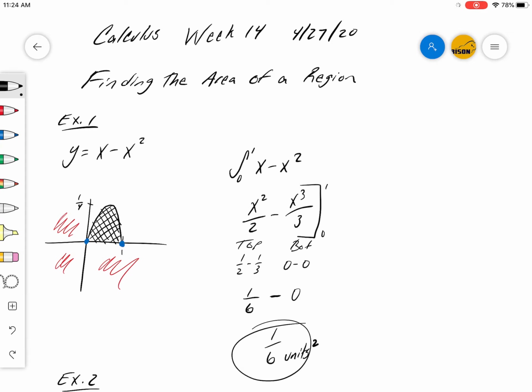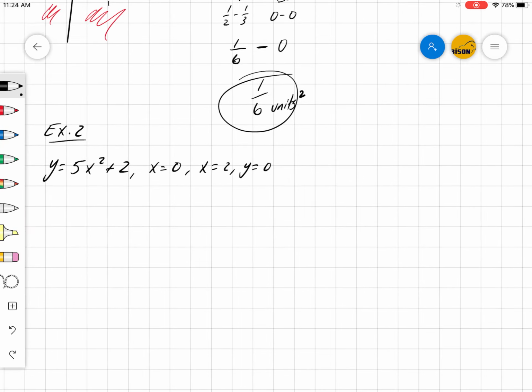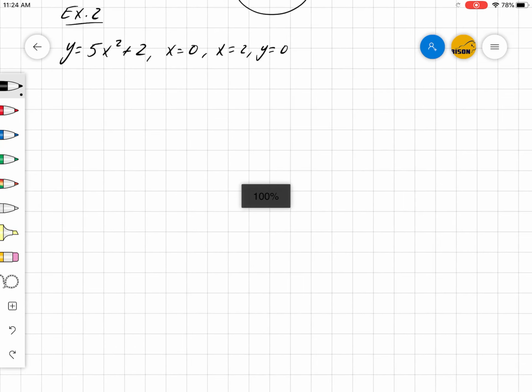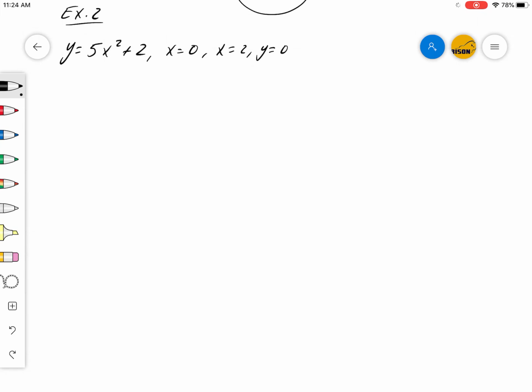Okay, we could say units squared if we really want to get technical, but for right now, just 1/6 is fine. Okay, so hopefully you were able to understand that. Remember, the reason that we set up our bound integral over here from 0 to 1 is because 0 is the starting place that our graph started to be bound by, and then 1 was where it ended. Okay, let's take a look at another example.